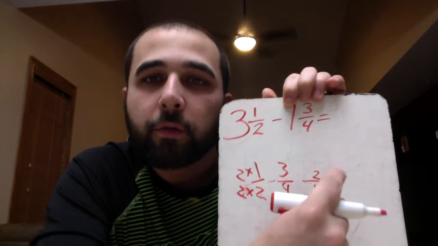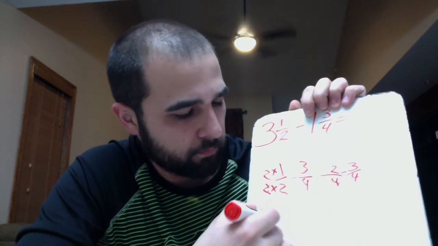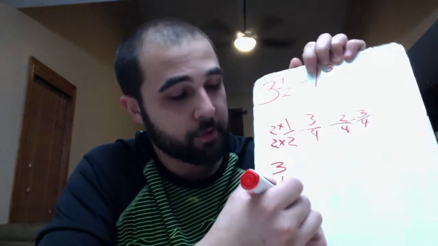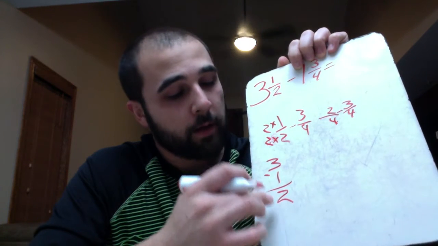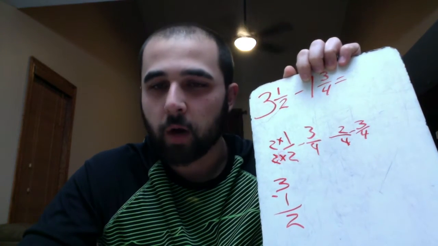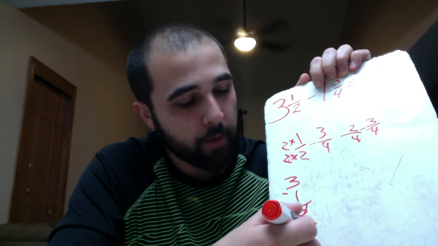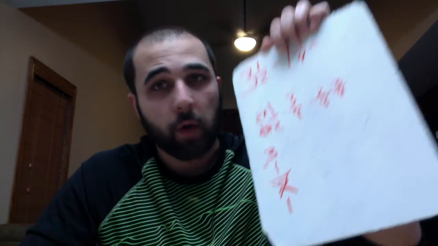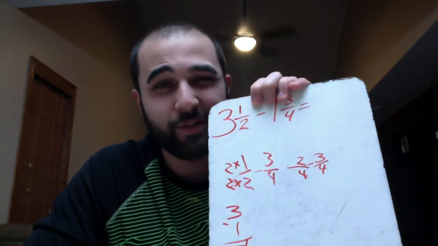3 minus 1, our whole numbers, gives you 2. Now we need to borrow from that 2. Kind of like when you borrow in original subtraction problems, you take 1 away. So we're going to take 1 away from that 2, and we're going to make it 1 less, just a 1 now. Now we're not just going to be putting a 1 in front of any of these numbers though. They're fractions.